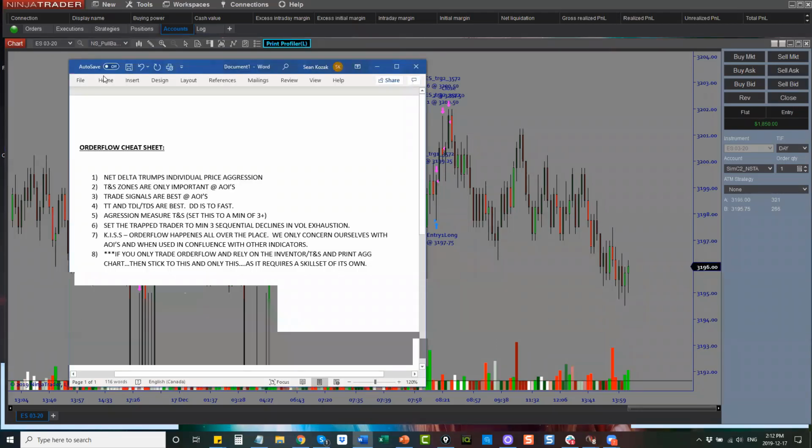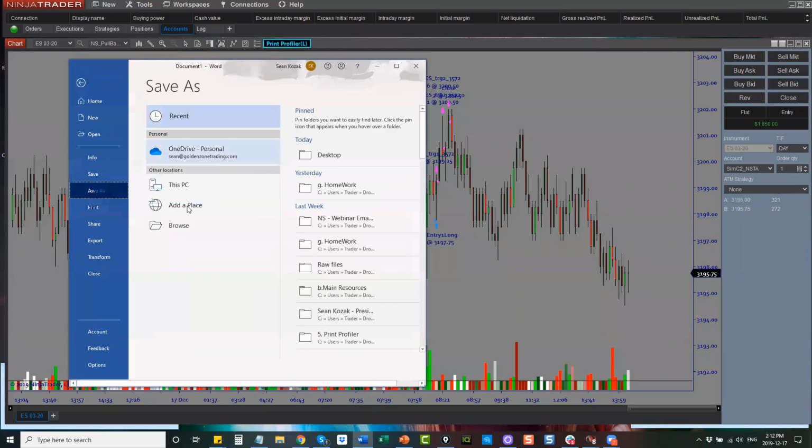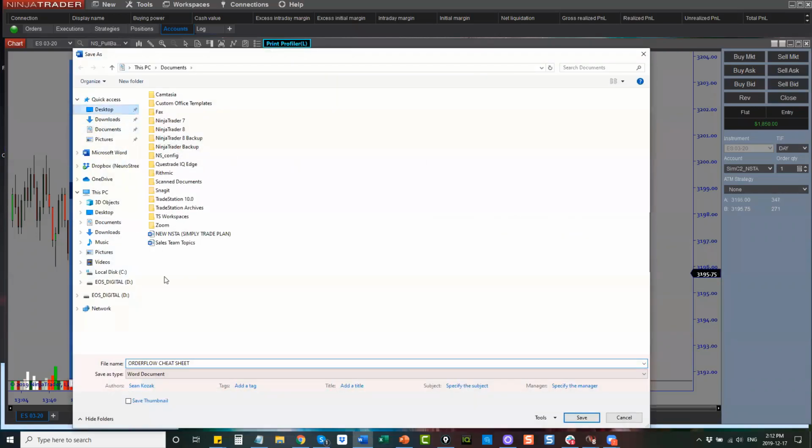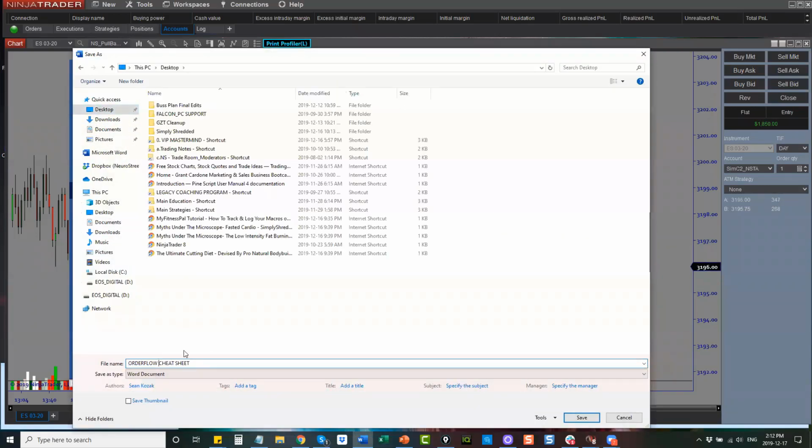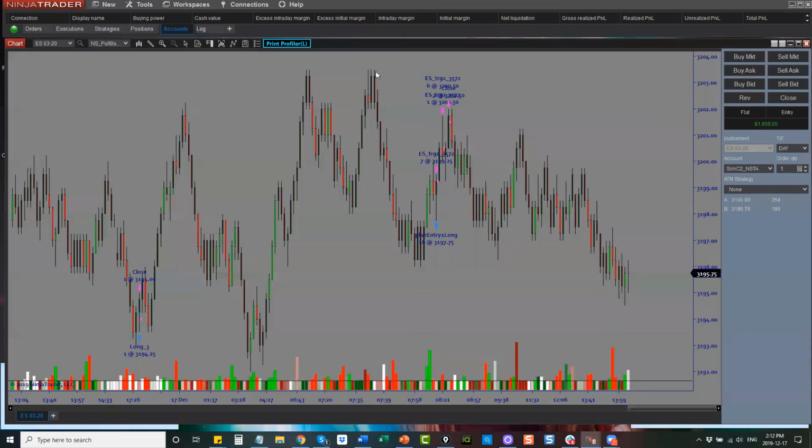So if you're somebody that found this interesting and you think that it's something that you can benefit from, here's a cheat sheet. Let me save that so that we can use it tomorrow. Order flow and volume cheat sheet, and I'll put Summit. Okay. Perfect. And I'll keep that for you guys tomorrow.